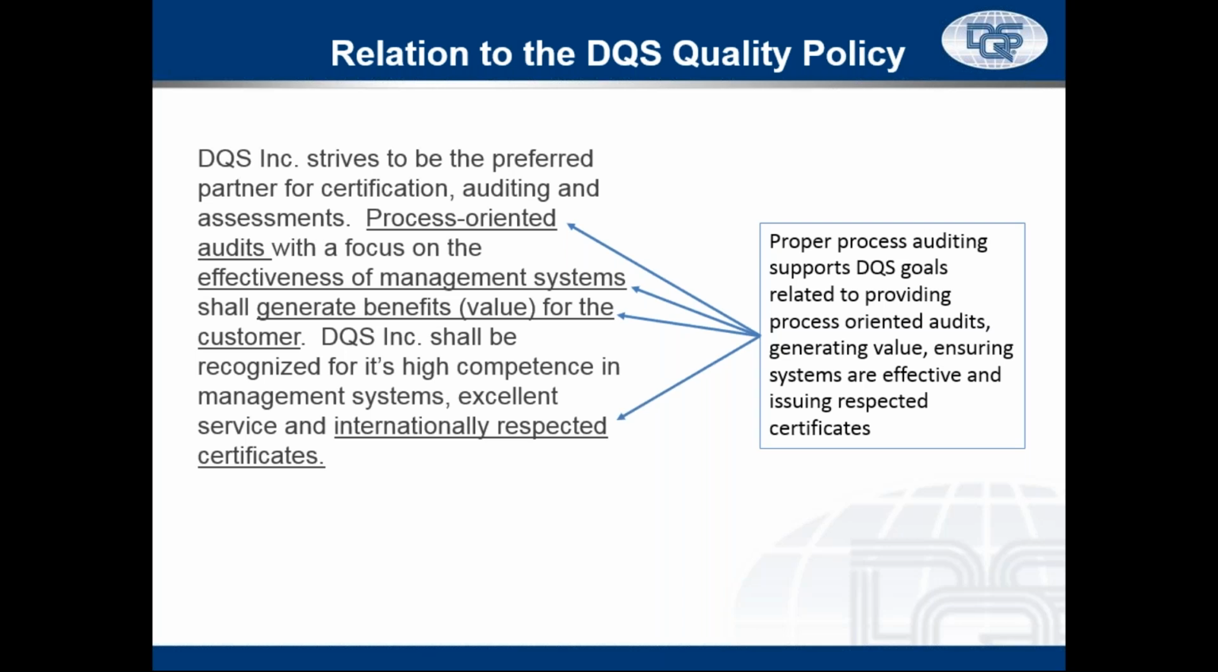We like to focus on the effectiveness of the management system and generate benefits, value for the customer, remembering that in the parlance of TC 176, generating value is making sure you cover all the requirements and note nonconformances where we find nonconformances. And we want to make sure we issue internationally respected certificates, again, covering the requirements and doing adequate sampling. So we're going to talk about all that through the course of this presentation.